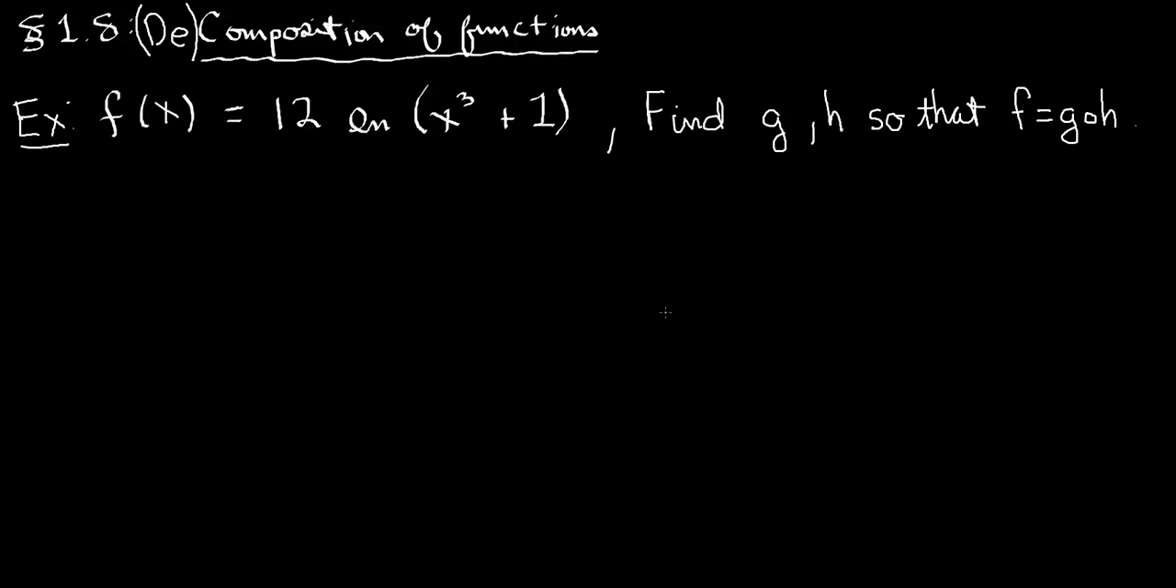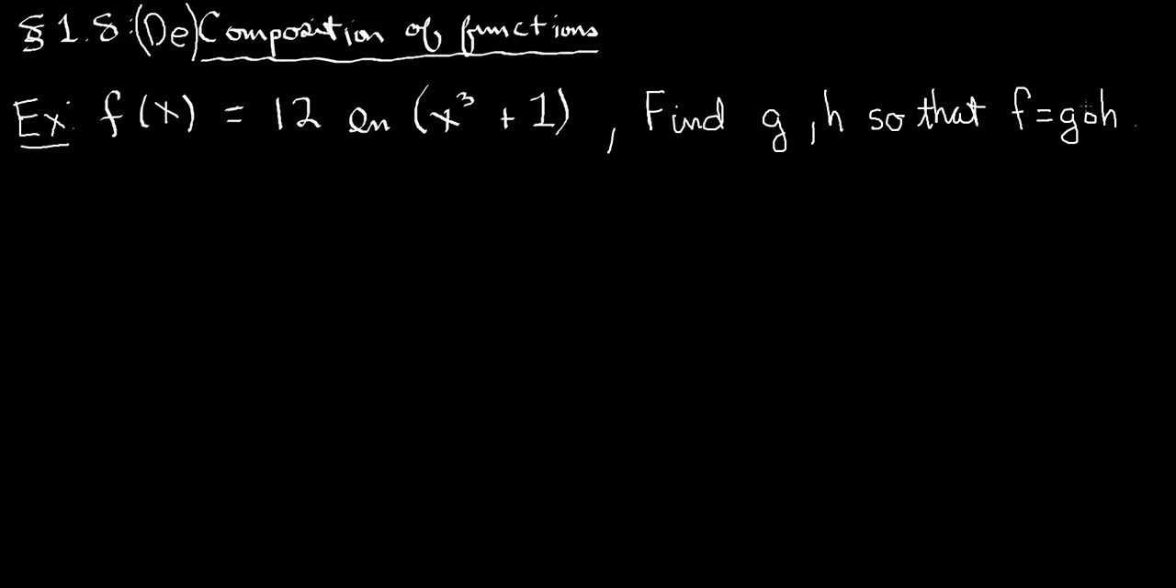Let's say that you're given a function, f of x, and let's say its formula is given to you. Here it's going to be 12 times ln of x cubed plus 1. The goal is going to be to find two functions, g and h, so that the original function can be written as g composed with h. And so this here is the decomposition. We're taking the function f and decomposing it into two others. Okay, so we need to find two functions, g and h.